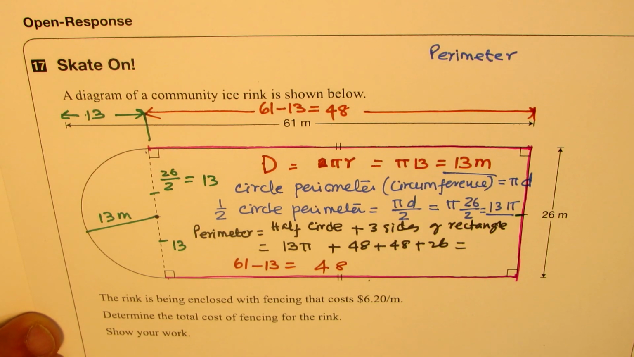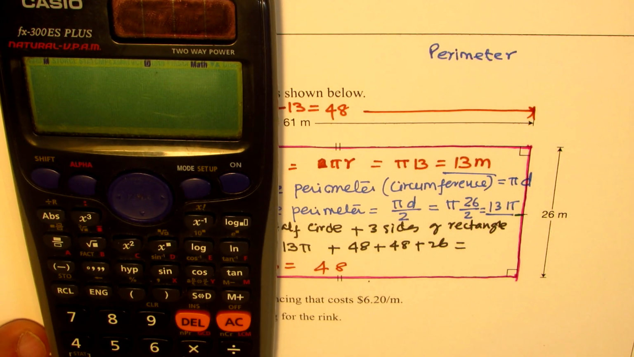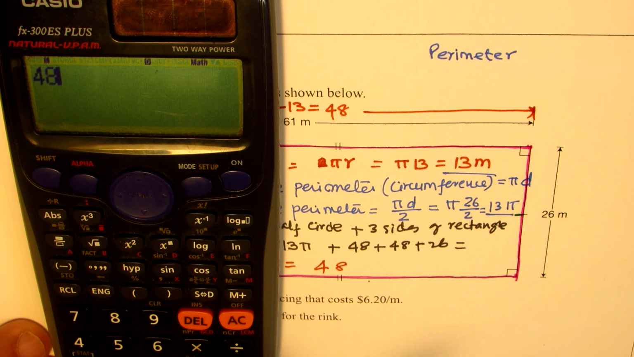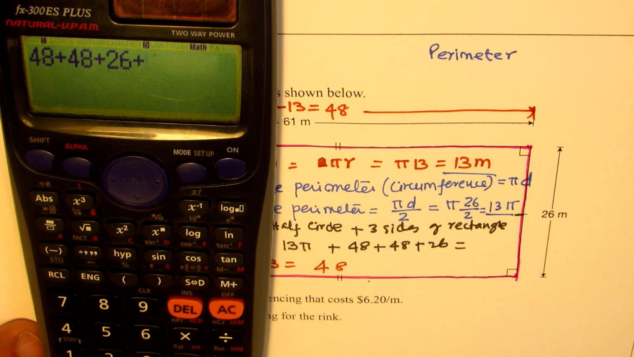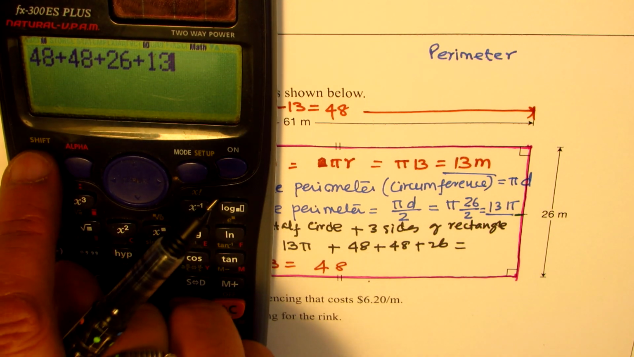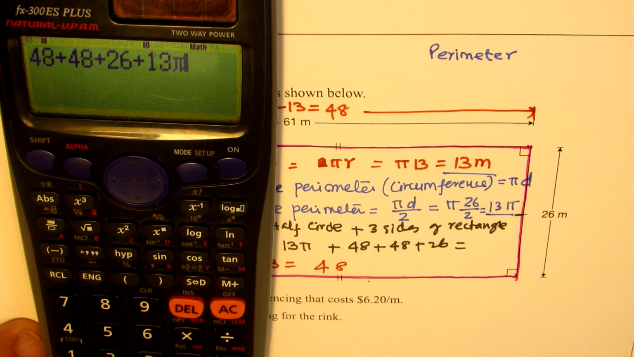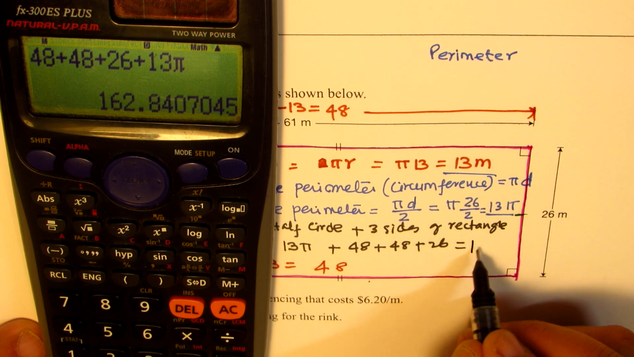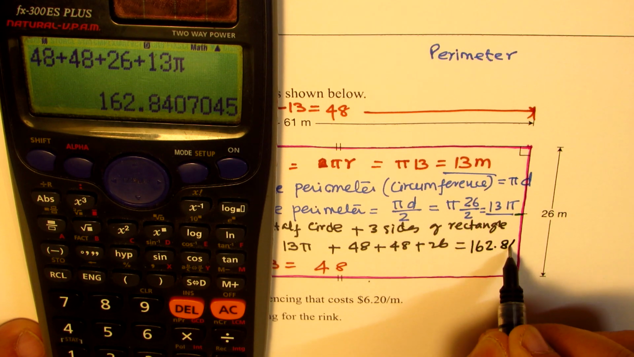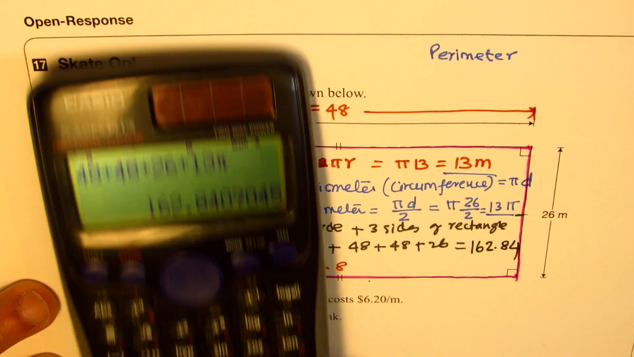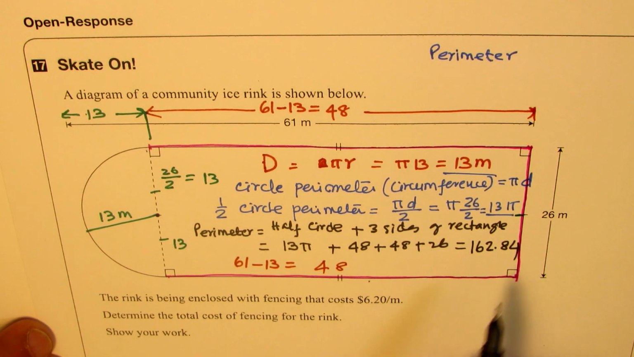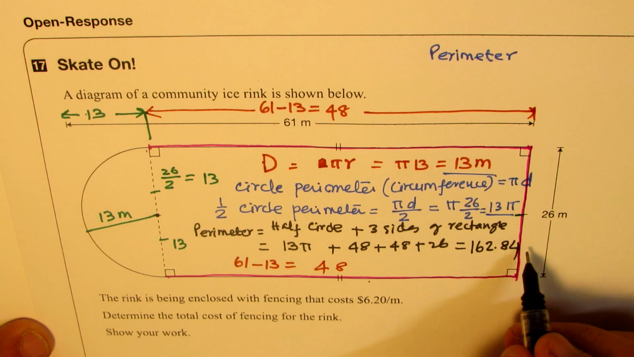So let's add them up, right? So let's use calculator. So we have 48 plus 48 plus 26 plus 13 pi. So 13 times pi, right? Which is equal to, in decimals, it gives us 162.84. Pi is 3.14, right? So that is the meters.